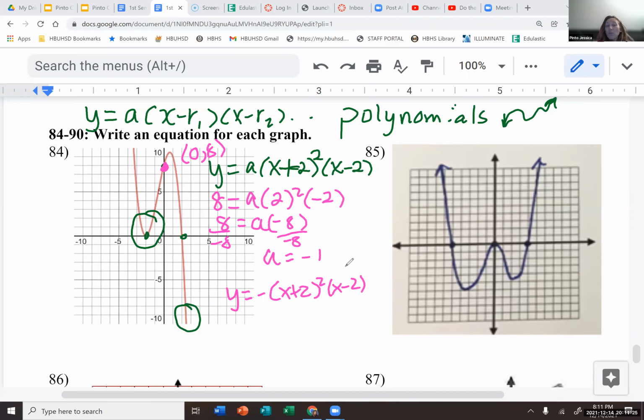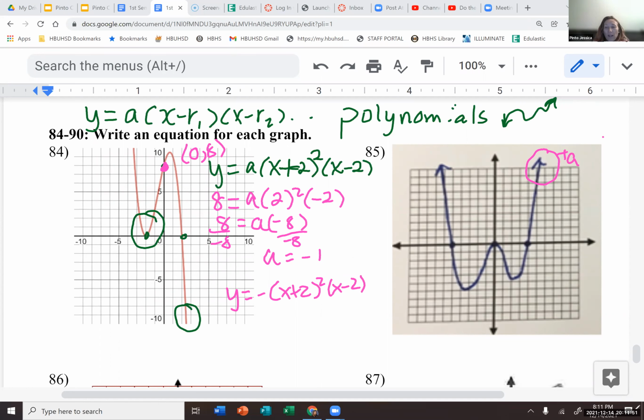85 is also a polynomial, and then looking at that one, we're in quadrant 1, so I know that a is going to be positive. I can also tell that this is an even degree, specifically 4th degree, because both of the ends are pointing in the same direction. So we've got that positive end behavior. Both of the y values are going to positive infinity.